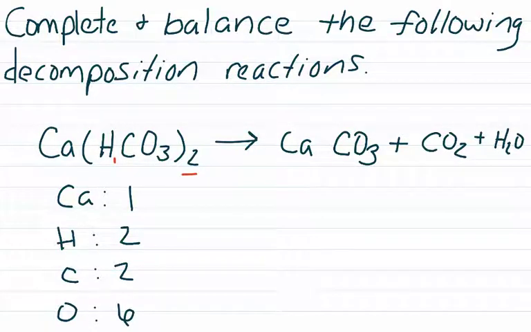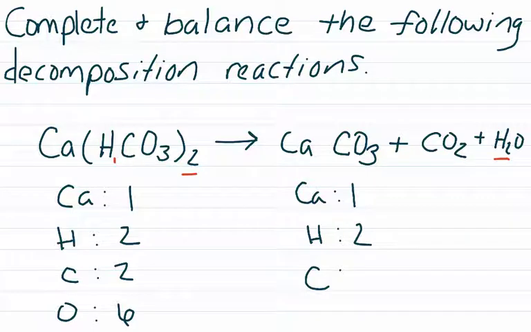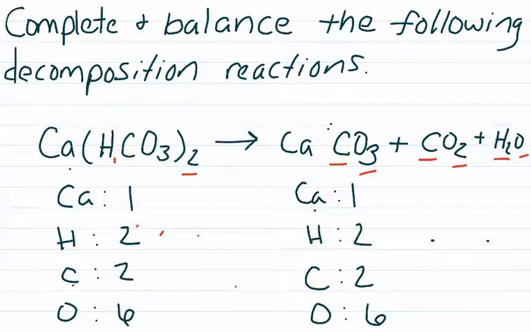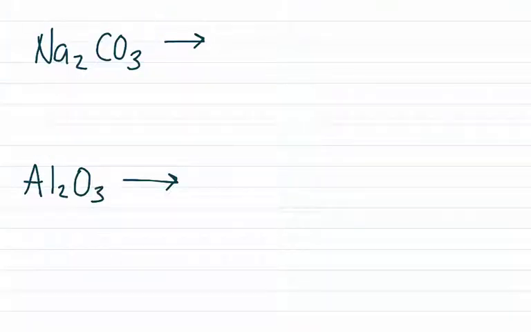On this side of the equation, calcium, we have 1. Hydrogen, we have 2 from the water. Carbon, we have 1 in calcium carbonate and 1 in carbon dioxide, for a total of 2. And oxygen, we have 3 here, plus 2 is 5, plus 1 more is 6. You can see this equation is already balanced. So that was the first type of decomposition reaction that you'll be responsible for knowing, a metal hydrogen carbonate breaking up.